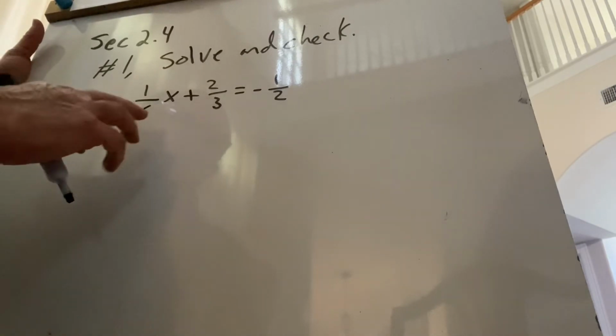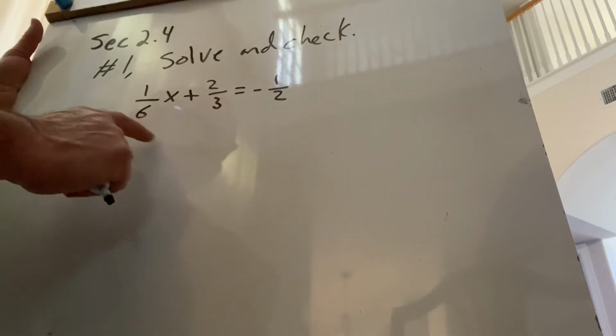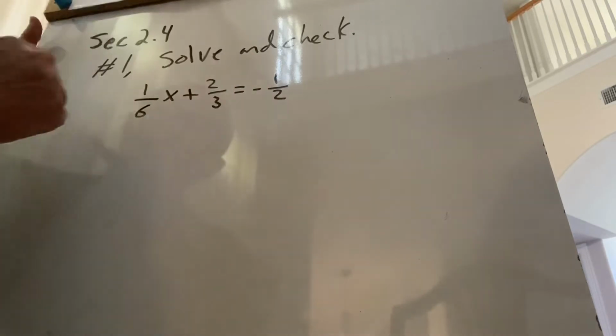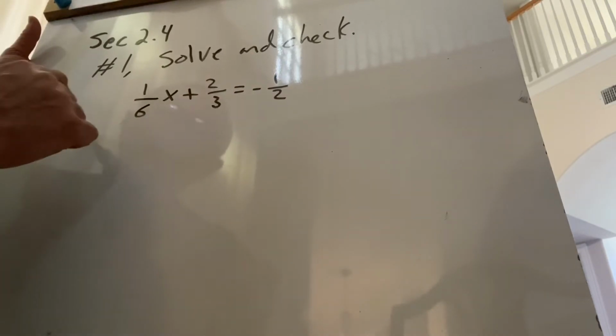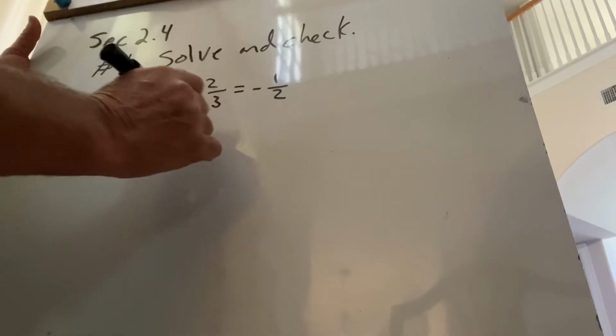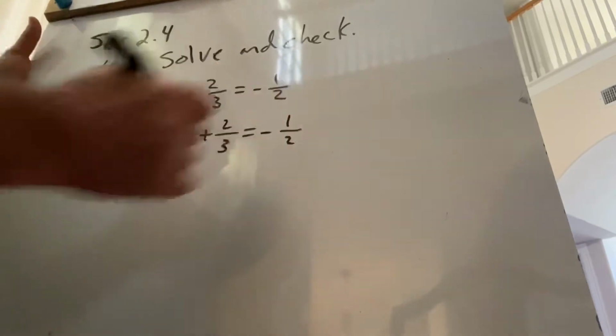Now, the first step is to find the least common denominator of all your denominators. I'm sure by now you know from our previous chapters that between 6, 3, and 2, the LCD, the least common denominator, is 6. So we're going to multiply both sides of our equation by 6. This will always remove any fraction that you have.